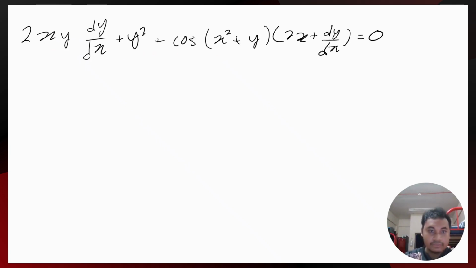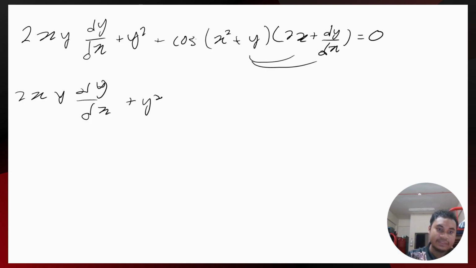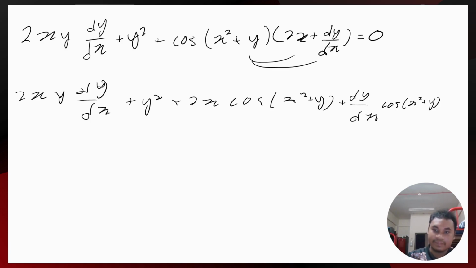This is what will happen next: we will combine the first term, the second term, and the third term into our equation, and we will expand this into their respective algebraic terms, which will give us 2xy dy over dx plus y square plus 2x cosine(x square plus y) plus dy over dx cosine(x square plus y) equals 0.